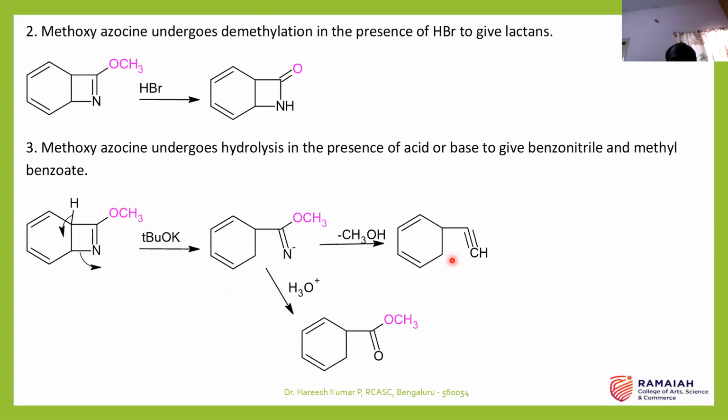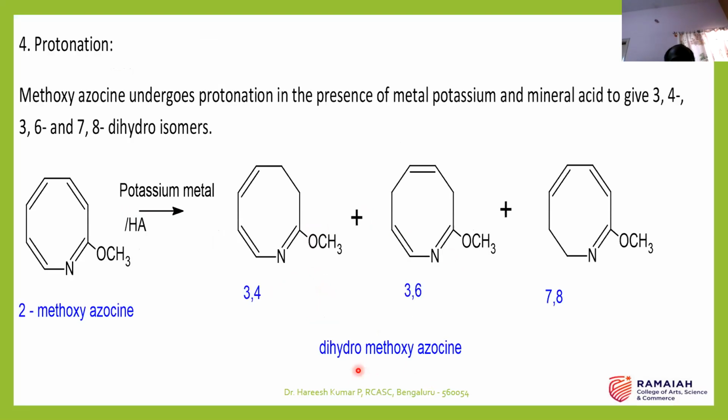It leads to benzonitrile as well as the ester. If a methoxy group is going out, benzonitrile is obtained. If it is treated with an acid source, a proton source, it will give an ester. Similarly, in the presence of potassium metal, it undergoes protonation in the presence of acid, giving rise to dihydromethoxyazocines. This is about azocine.